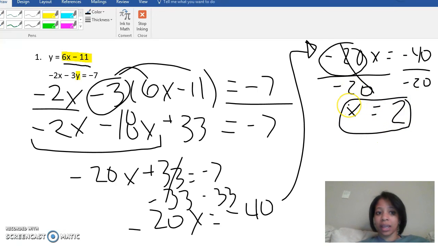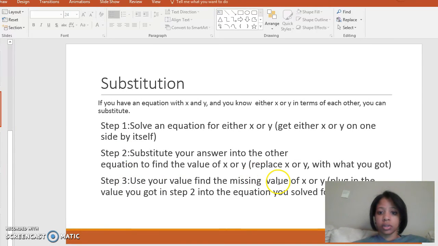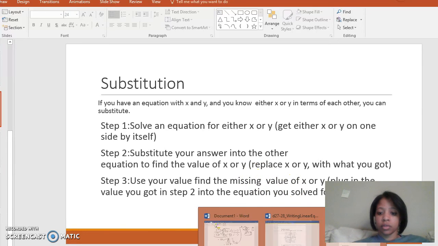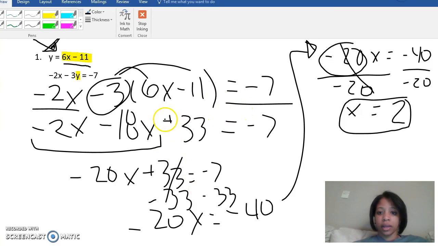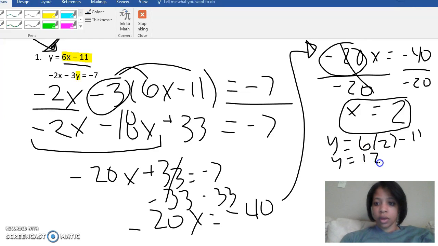So now I need to plug this back in to this original equation here that I had solved for y. So that's going to be step 3. So use your value to find the missing value, right? So now we're on our last step. So when I plug it back in, I'm replacing x with 2. So I would have y equals 6. Instead of writing x, I have 2 minus 11. So y equals, what's 6 times 2? 12 minus 11. So y equals now 12 minus 11 is 1.